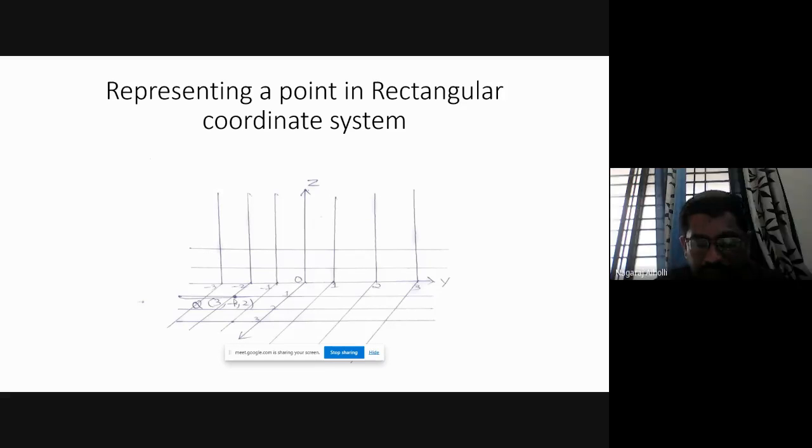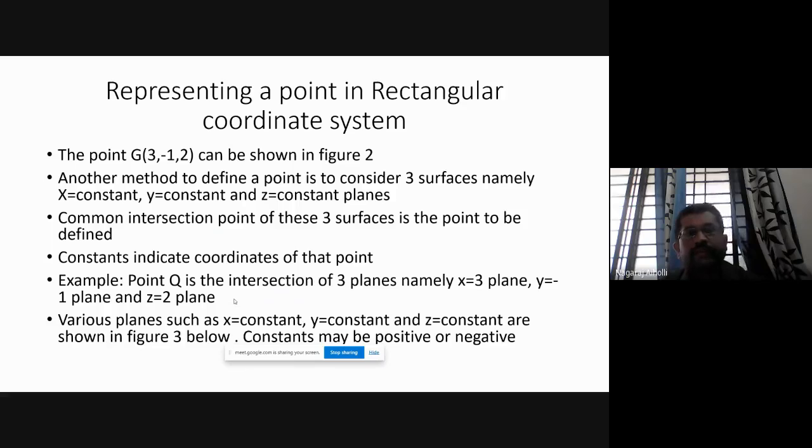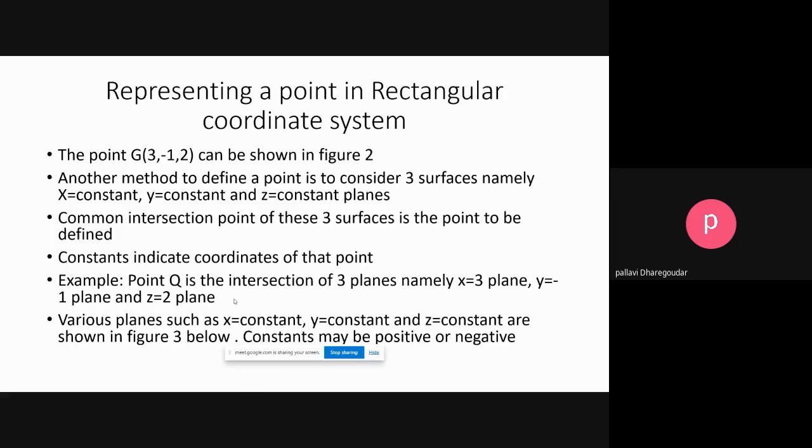No, sir. Okay. Another method to define a point is to consider the three surfaces. Here we are considering three surfaces.